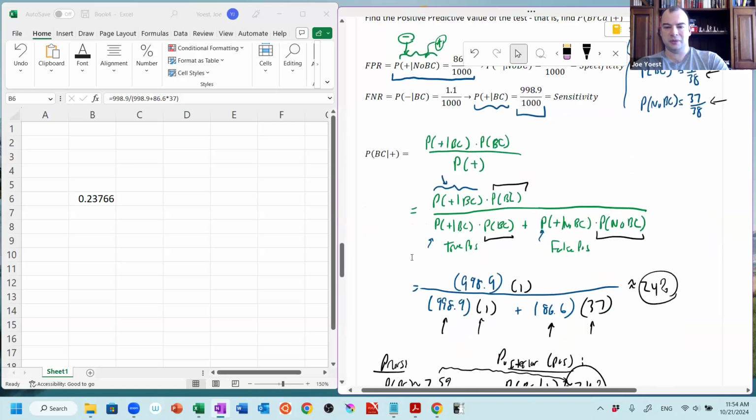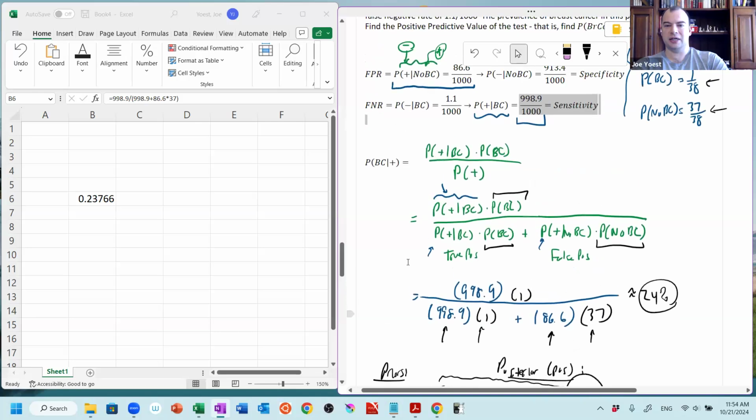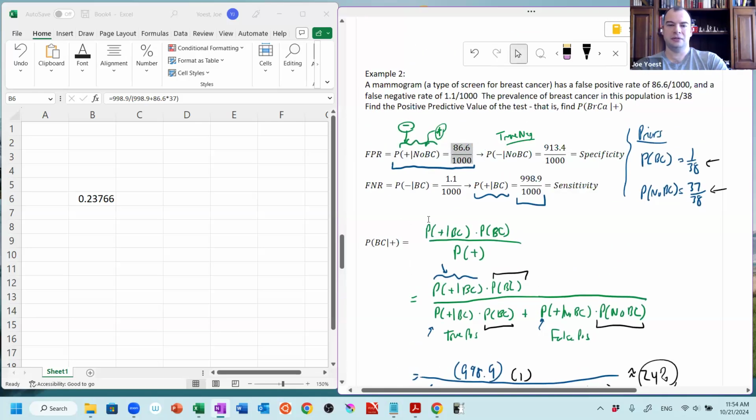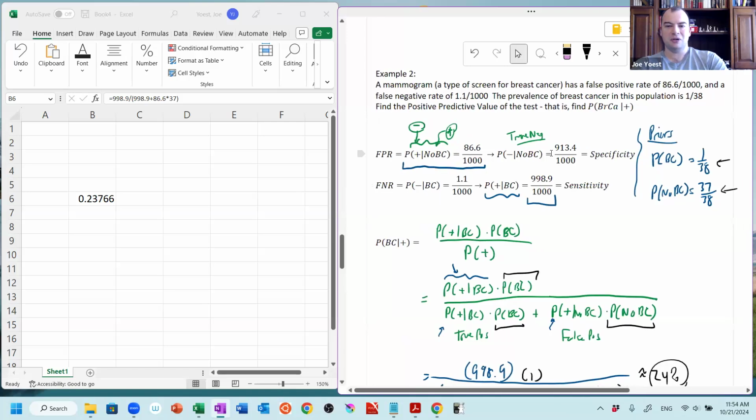Why don't we fix this? Why isn't our 998.9 bigger, or our 86.6 smaller? Well, there are 2 parts to this answer. One is that there's a trade-off. It would be super nice if we could always drive sensitivity and specificity both to 100%, and drive our false positive rate and our false negative rate to 0, right? If I could make this 1.1 out of 1,000 as well, hey, that would be great. We wouldn't have nearly as many false positives because our false positive rate would be so much lower.